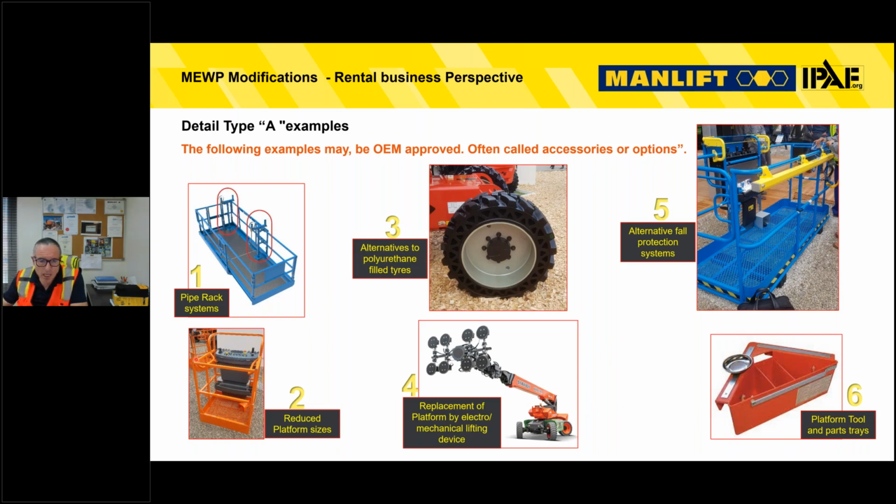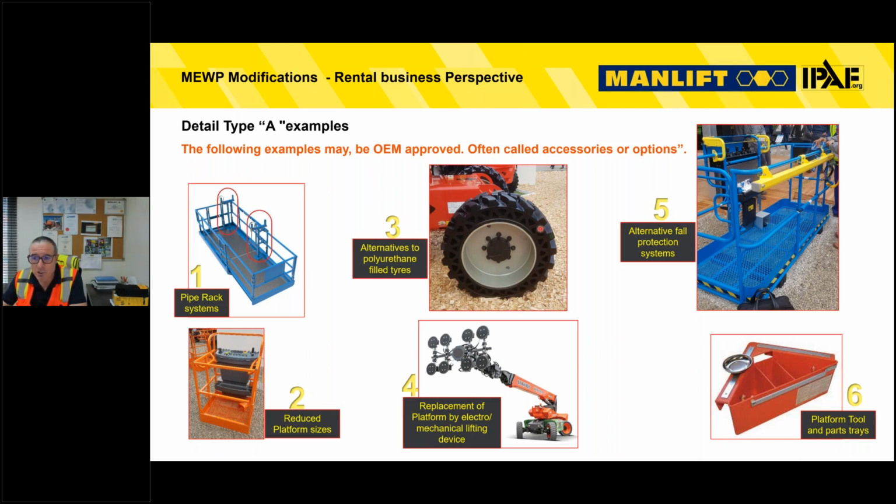Number 2, making a basket smaller or a different shape can be done, but with OEM approval or by third party approval with the relevant design calculations taking place there. And we can change tires on MEWPs, but only if it meets the manufacturer's requirements. What do tires do on mobile elevating work platforms? Many things, and one of the things is they often are used as part of the MEWP counterweight.